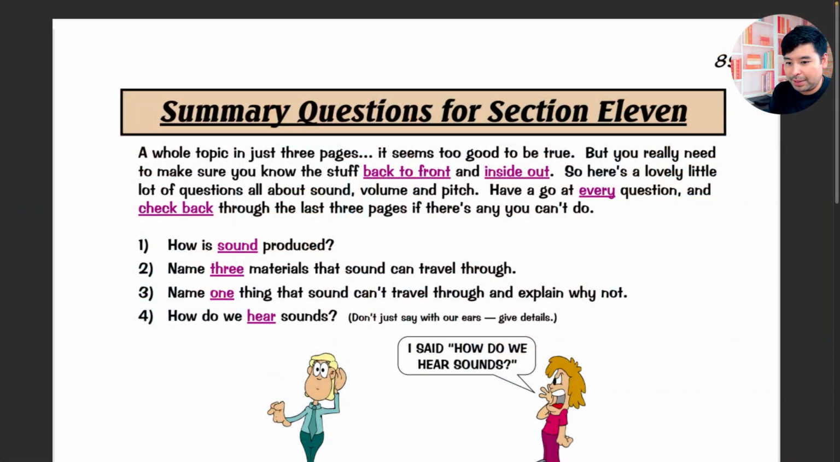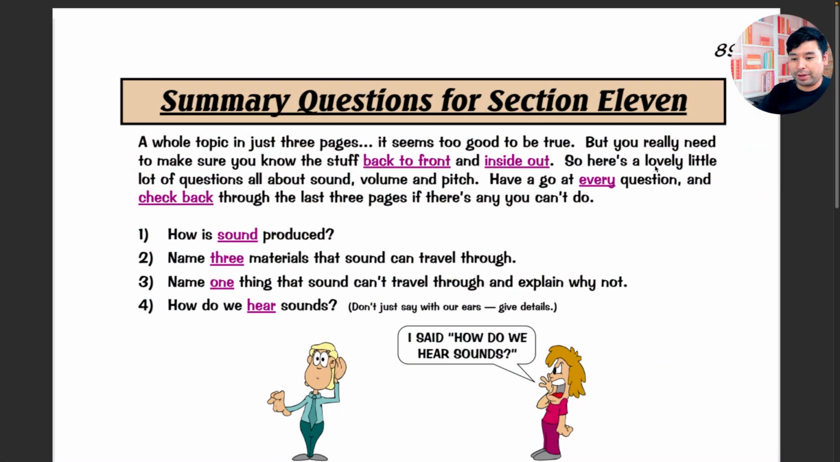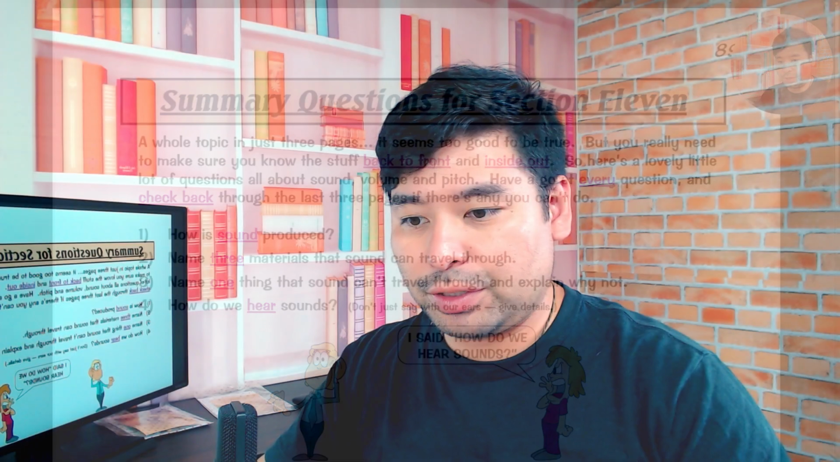So check it out. This is page 89, and let's go directly to the point. I'm gonna read the questions, and if you don't remember, go back to the previous pages to answer them. Today, not much talking, but let's go directly to what matters, the questions themselves.